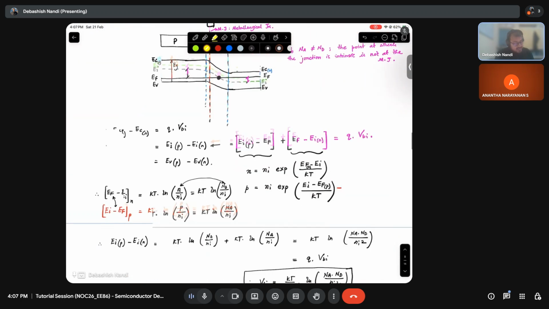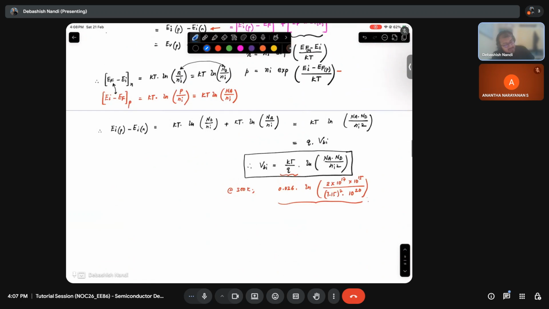Another interesting fact about the built-in potential: VBI cannot be measured. Do you know why?